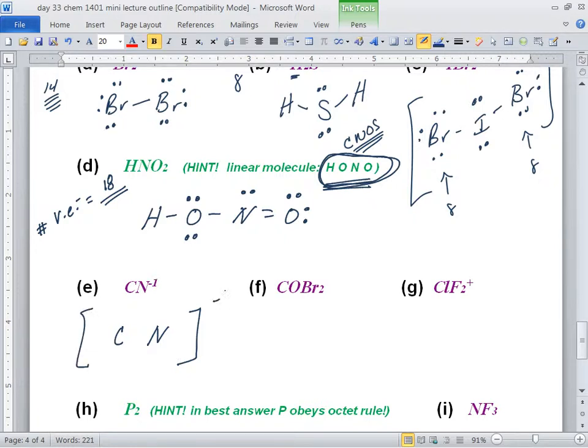Anybody get an answer for cyanide? What's the total? Isn't she missing 2 electrons? The total is, carbon is 4, nitrogen is 5, so that's 9, plus 1, so 10. It's 10 valence electrons. Hopefully you're working with 10 valence electrons for cyanide.